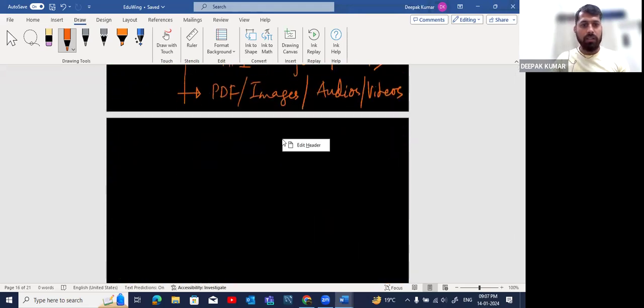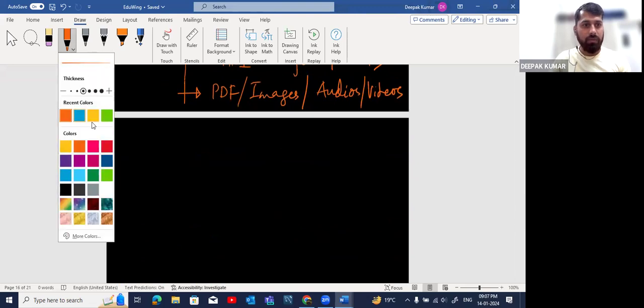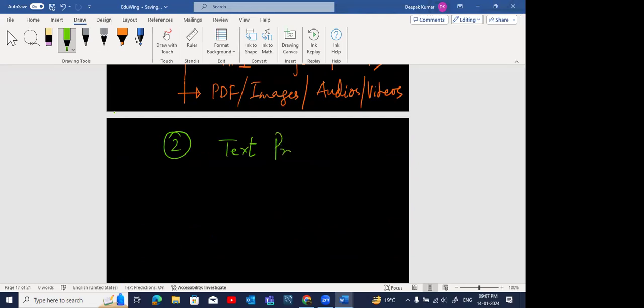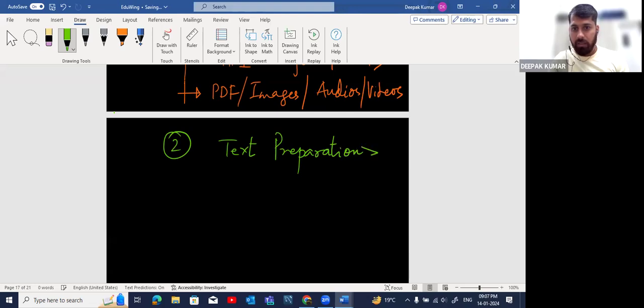If I go for the second stage, and use a different color, especially say this, the second stage says, now as the data is available, yeah, somebody wants to ask something? Text preparation, yes, very good. Text preparation, because once the data is there, now you need to fetch the text from it.